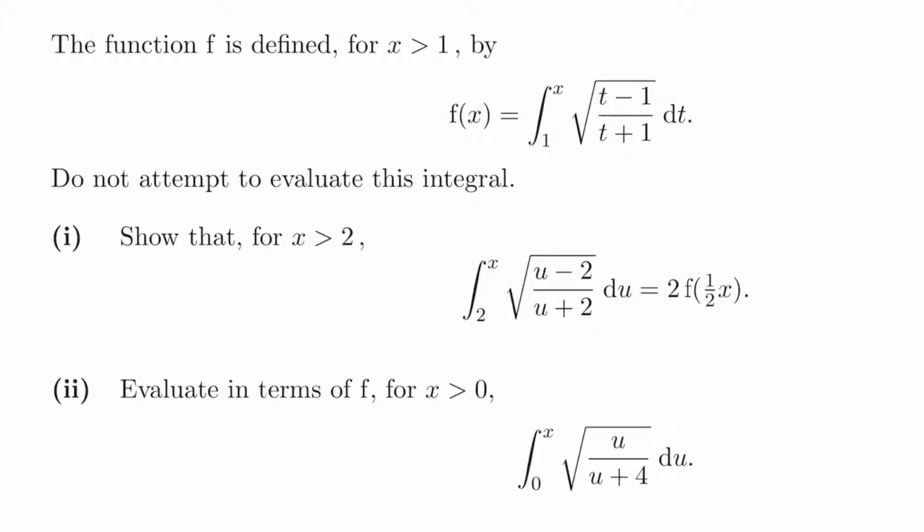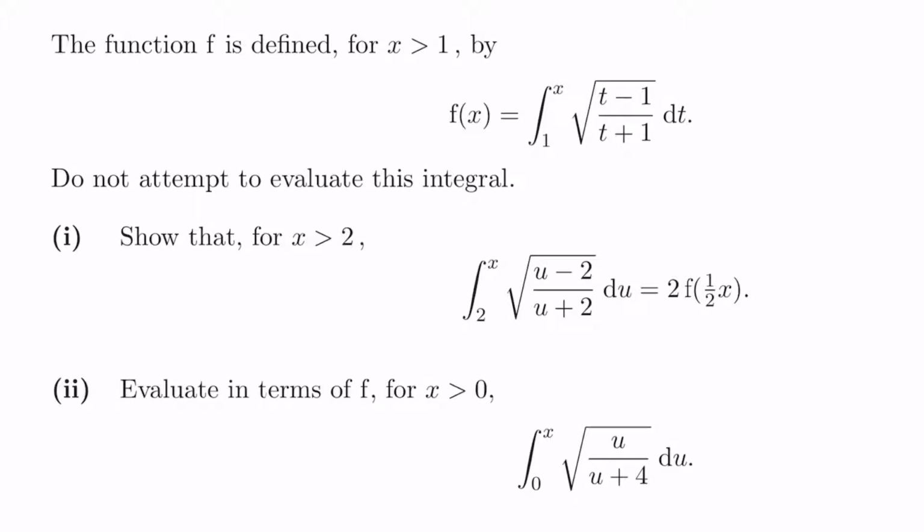For part 1 then, we're asked to show that this given integral is equal to 2 times f evaluated at x over 2, and we're going to be able to do that using a substitution. Note that it won't matter whether we make the substitution into this integral or into the integral defined as f of x, because in either case we're just trying to write one in terms of the other.